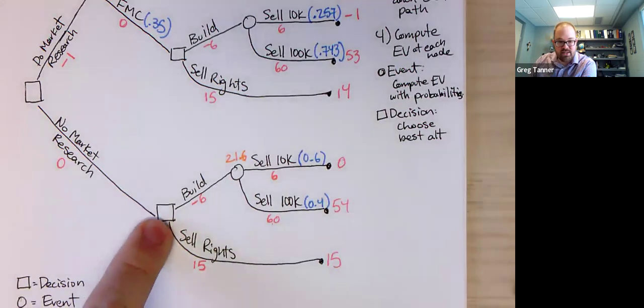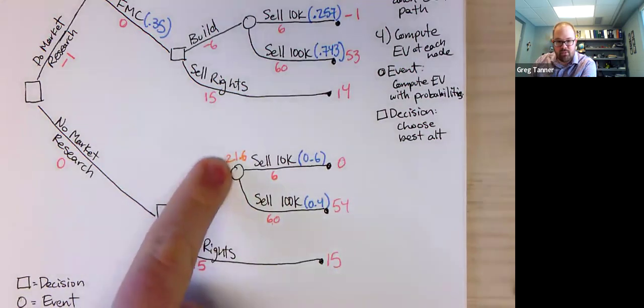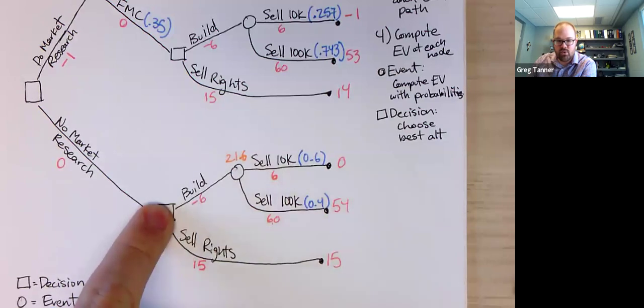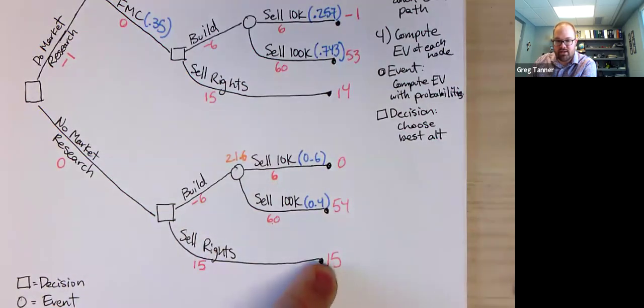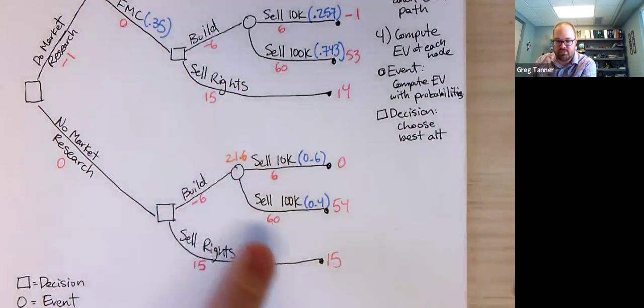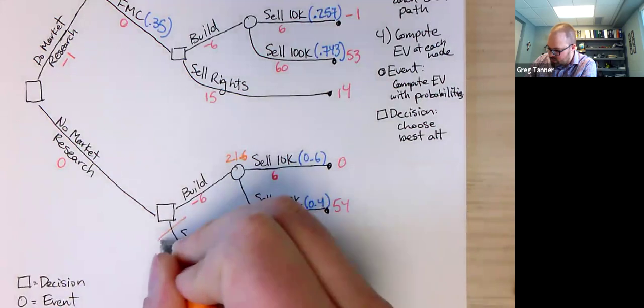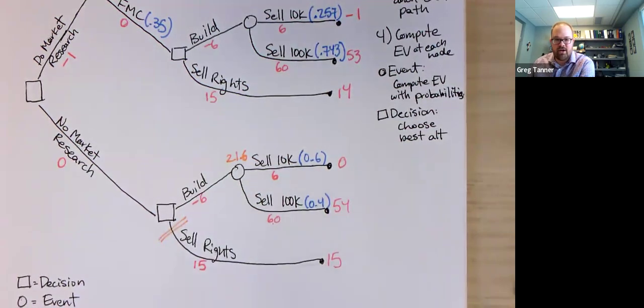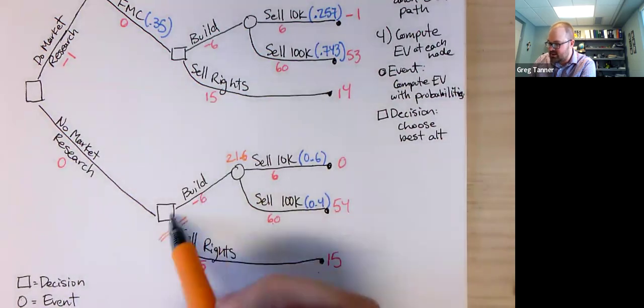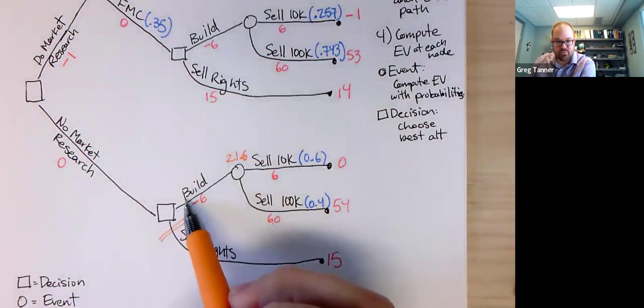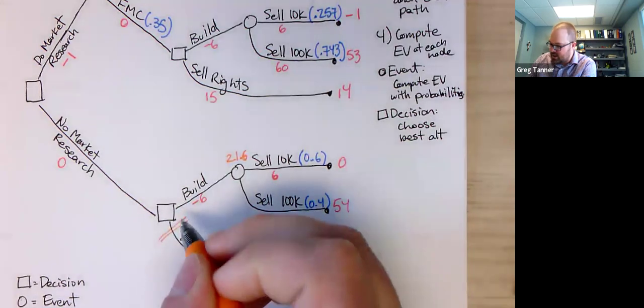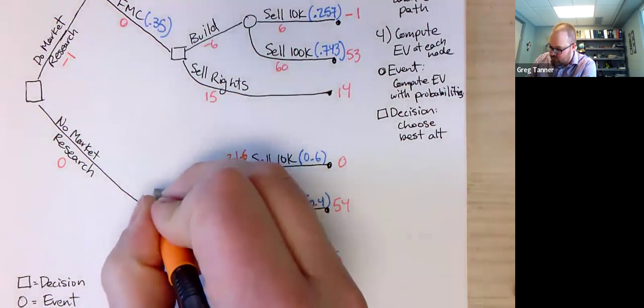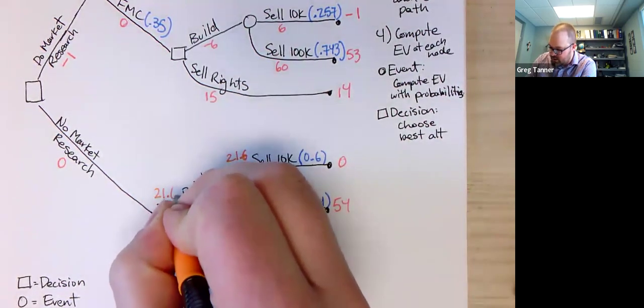Okay, and so at this decision, I look back at the most recent value, and that's 21.6 along this one, 15 along this one, and 21.6 is better than 15. So I'll draw bars through the decision I don't want to make, and this is the decision that I do want to make. Then I choose the value, bringing forward the value from the better alternative.